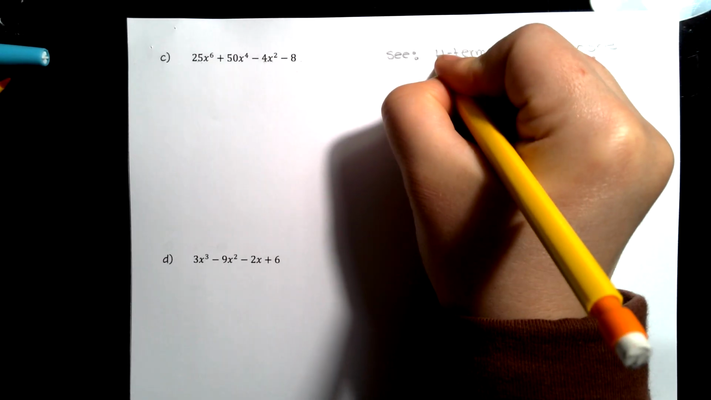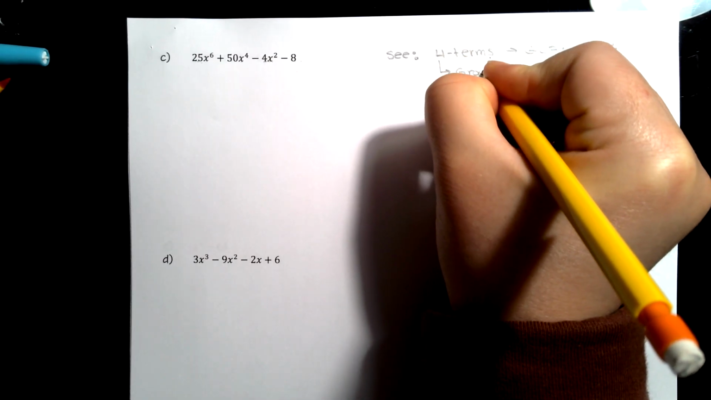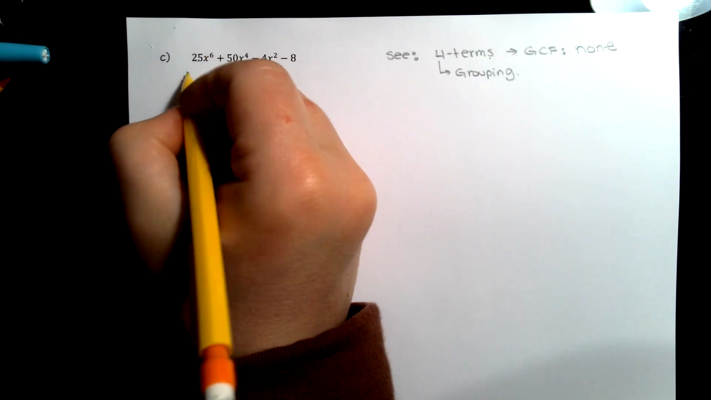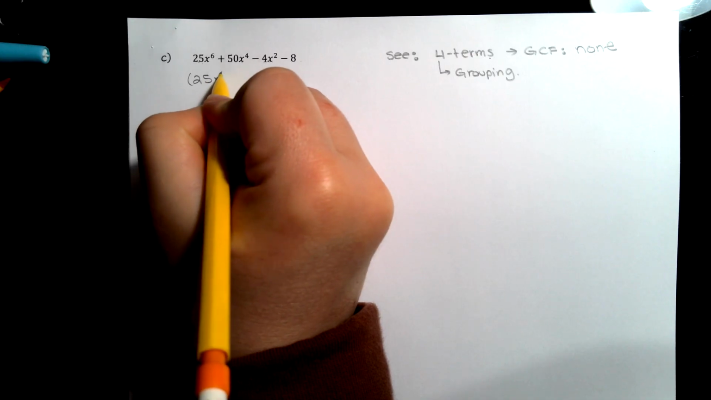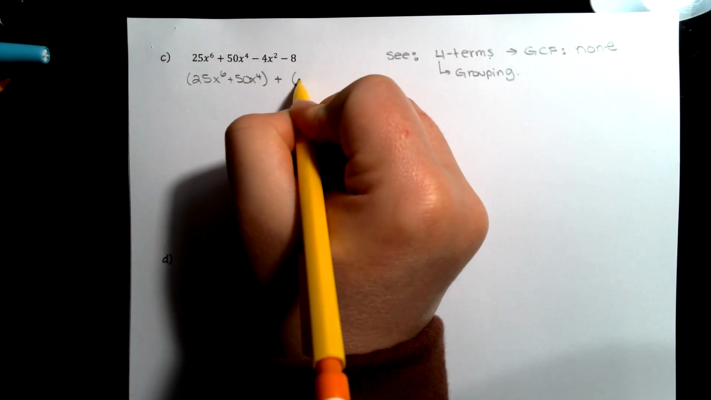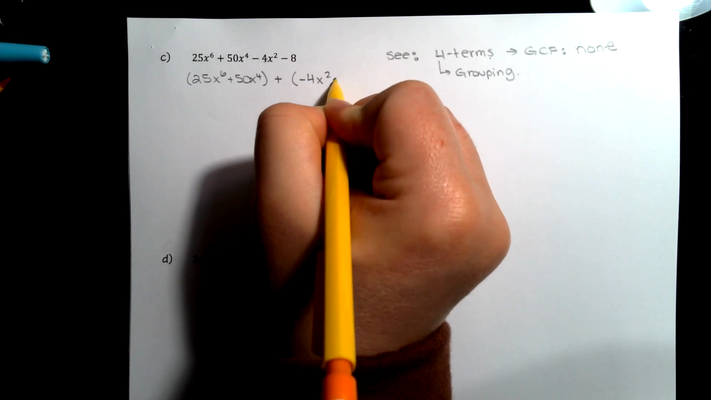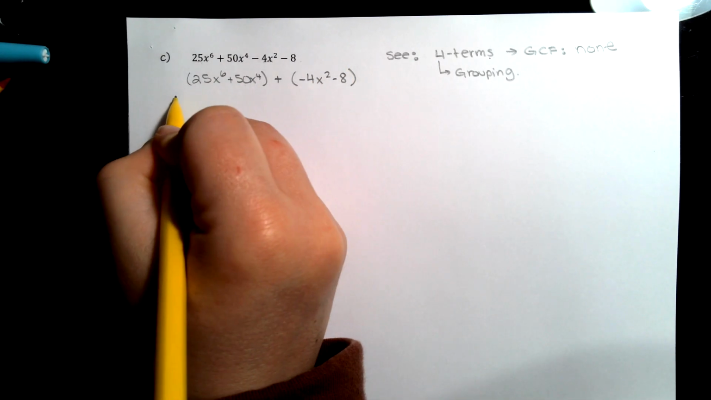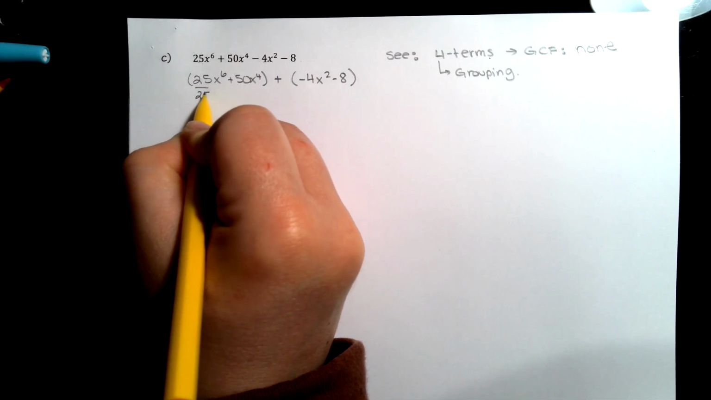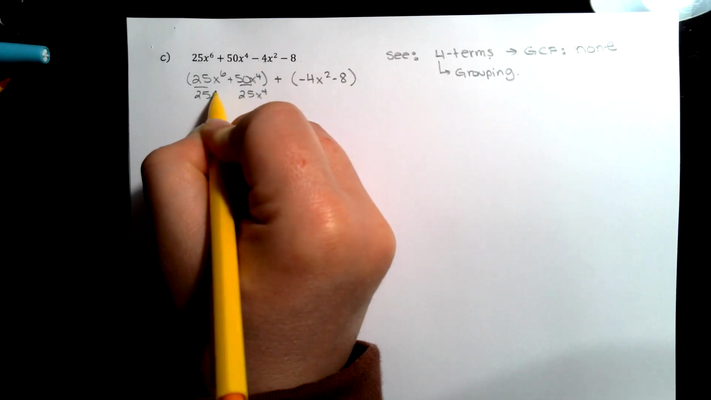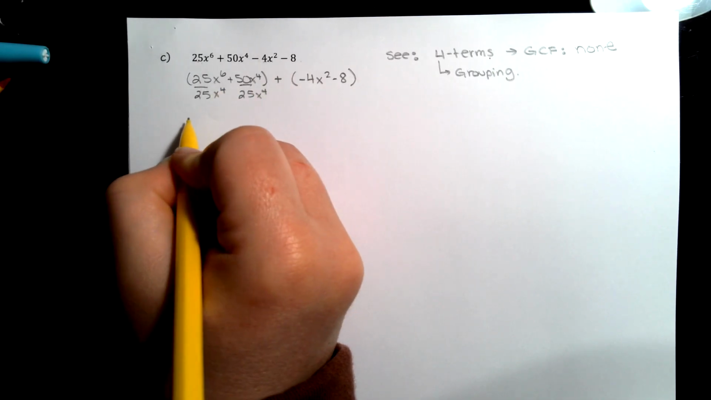Then we're going to try grouping. And I say try because sometimes if it doesn't work, then we need to use the rational root theorem. So I'm going to group the first two together, and I'm going to group the last two together. I do see a relationship between 25 and 50, so I'm going to divide out by 25 here. And I see x, so I'm also going to divide by the x to the fourth power.